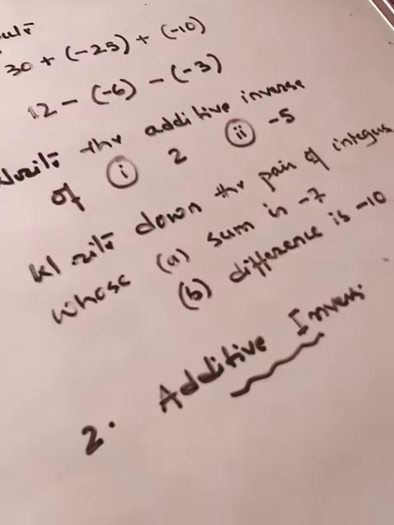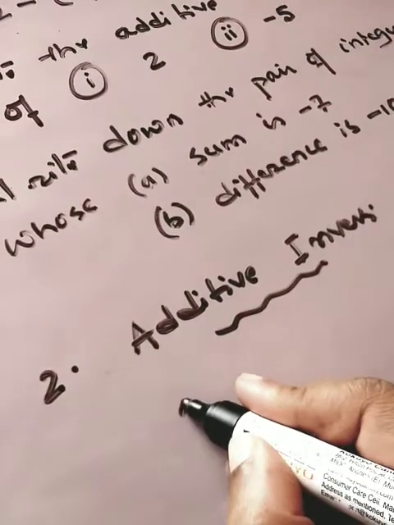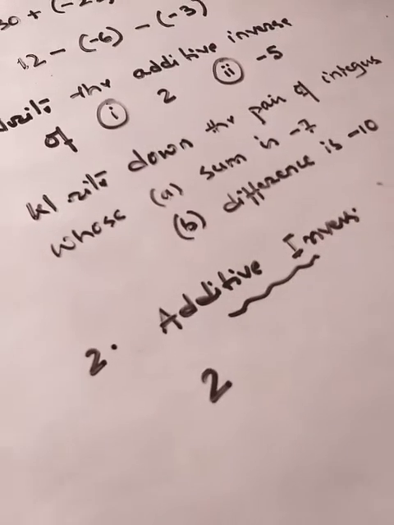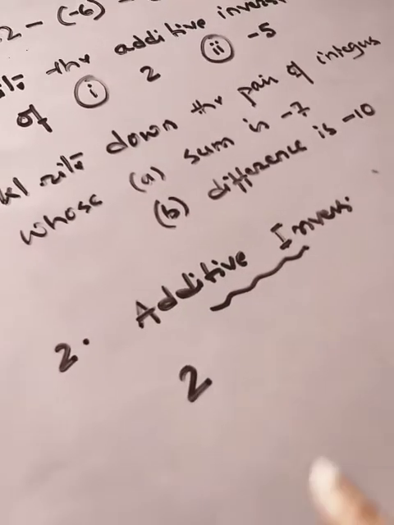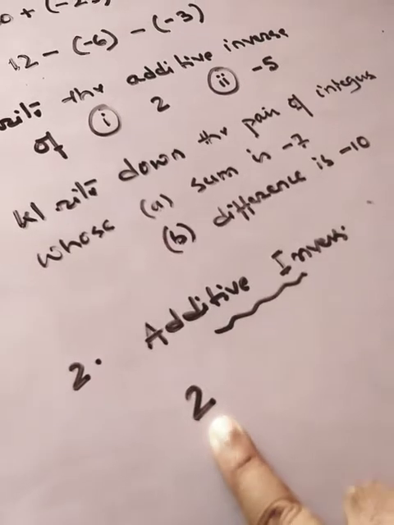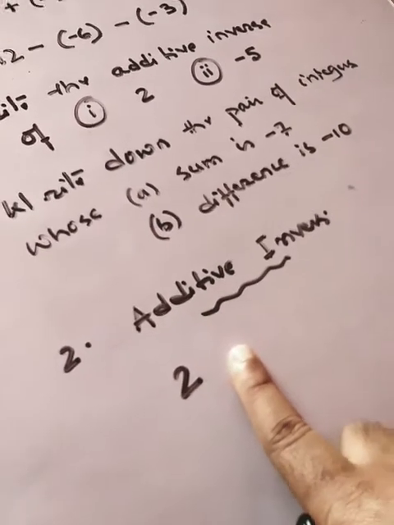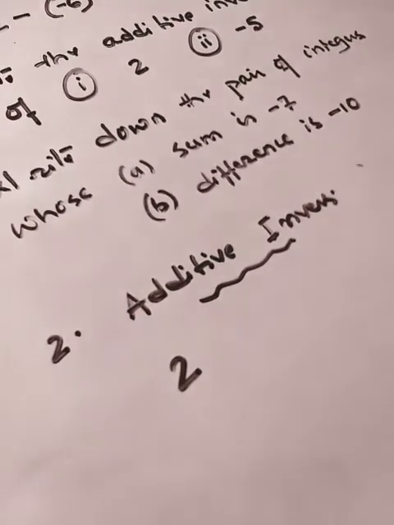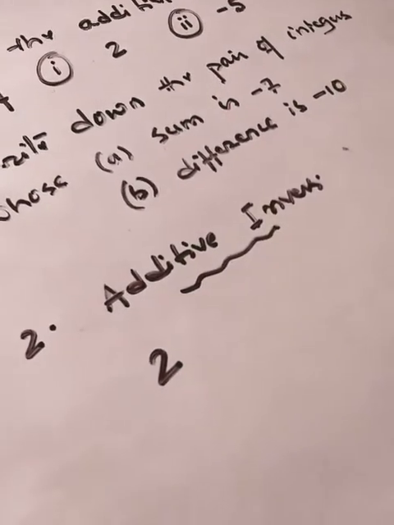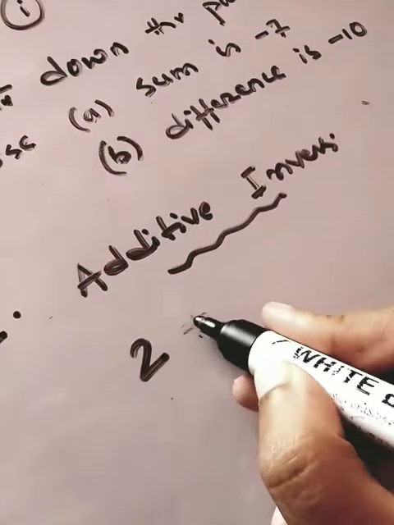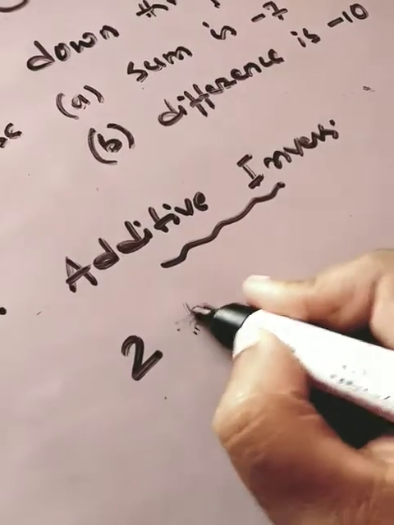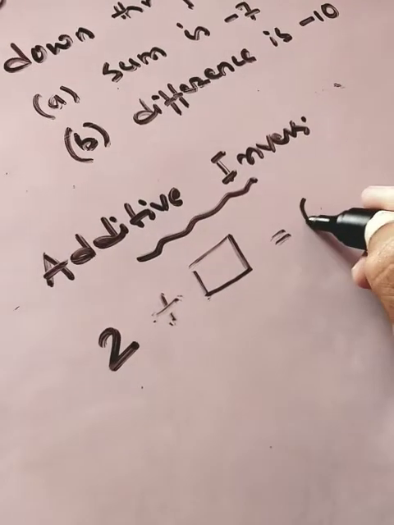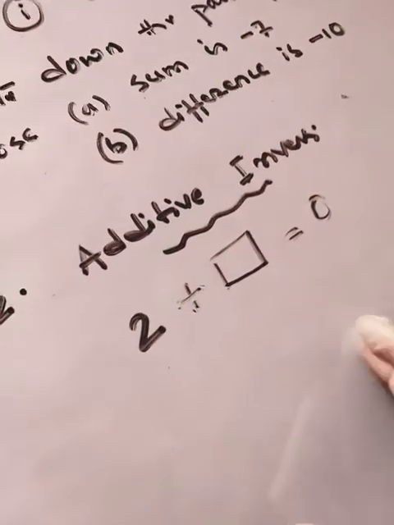Additive inverse. Now what is additive inverse? Now if I ask what is the additive inverse of 2, the simplest thing that you have to understand is what is the number that you have to add with this so that your answer should come 0. What is the number that you are supposed to add so that your answer should come 0? This is called additive inverse.